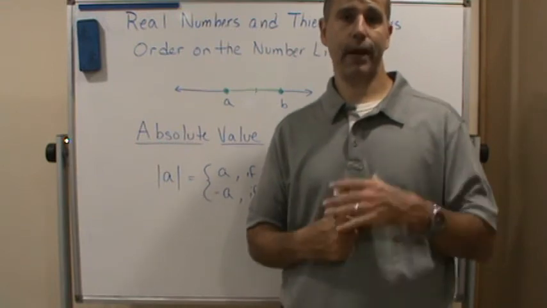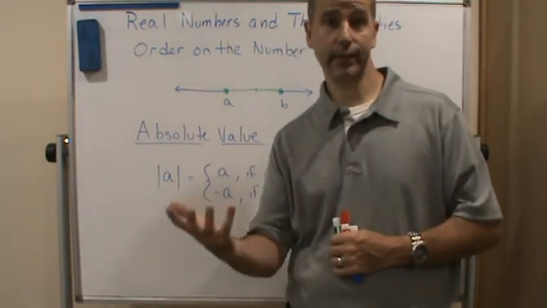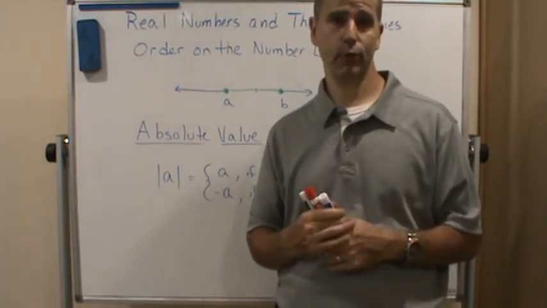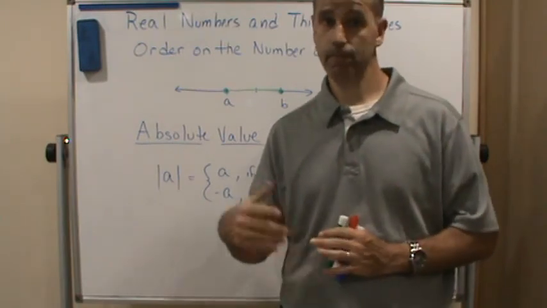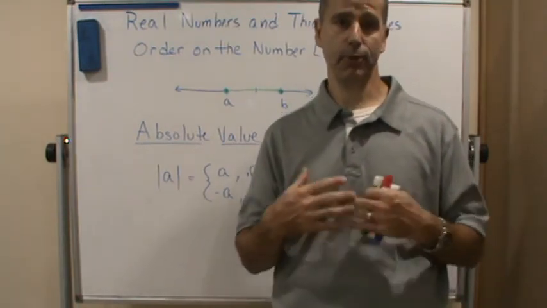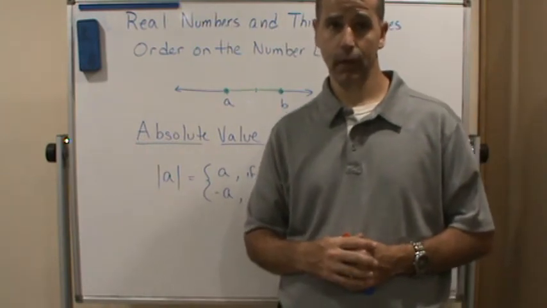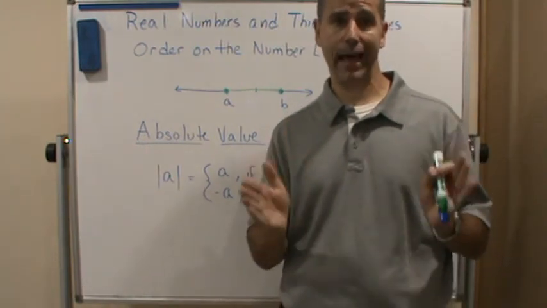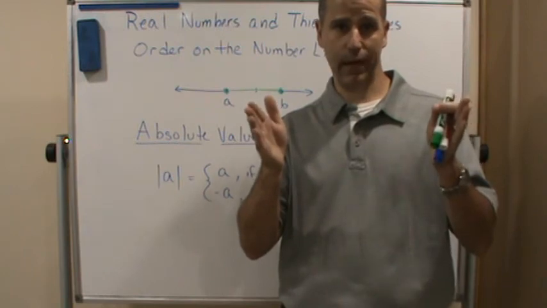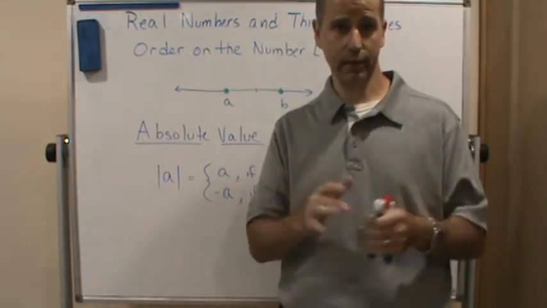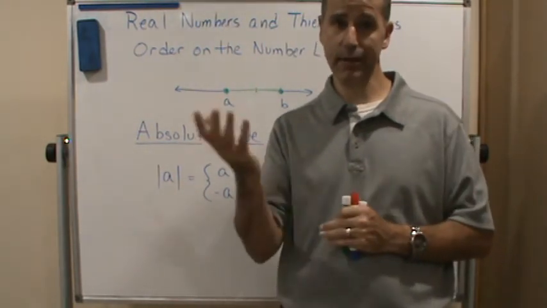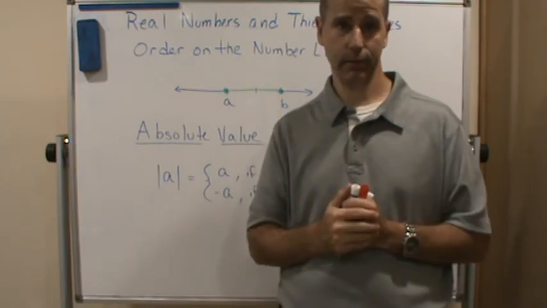If I want the absolute value of negative 5, that's also 5. If I want the absolute value of negative 3, that's 3. If I want the absolute value of 3, that's also 3. So whatever value I stick into absolute value signs becomes positive. That's it. Whether it's positive or negative, it'll be positive.